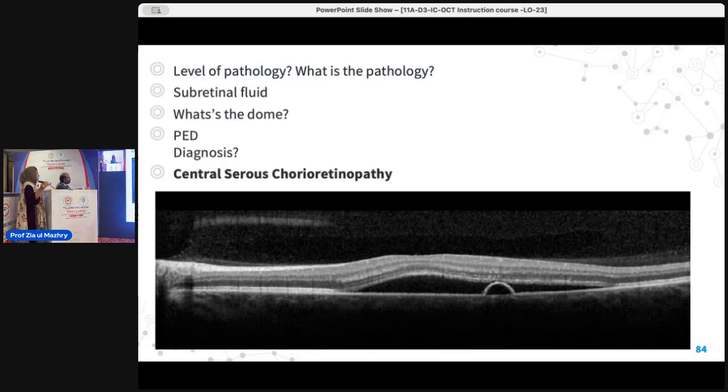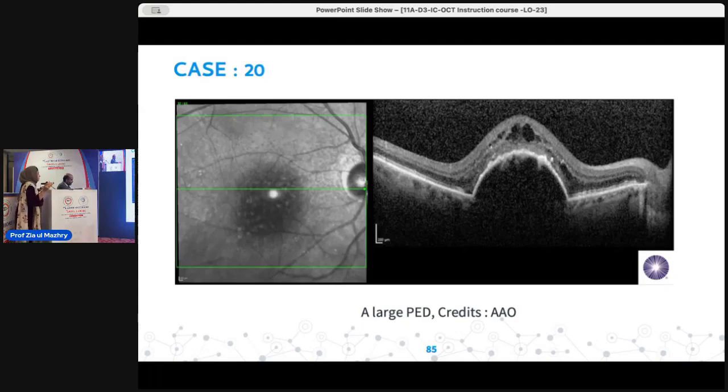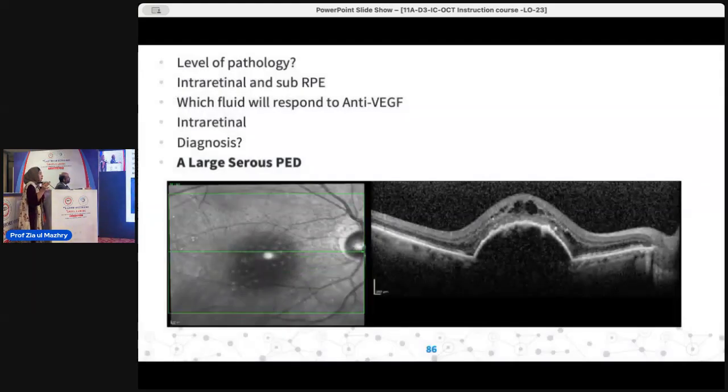So this is CSR. Next is a case. This was a case of a 56-year-old female that came to us with progressive decrease in vision. On OCT we saw a dome shape elevation.